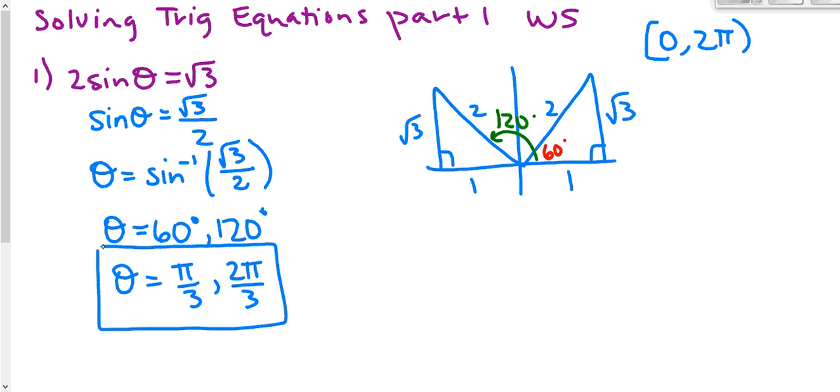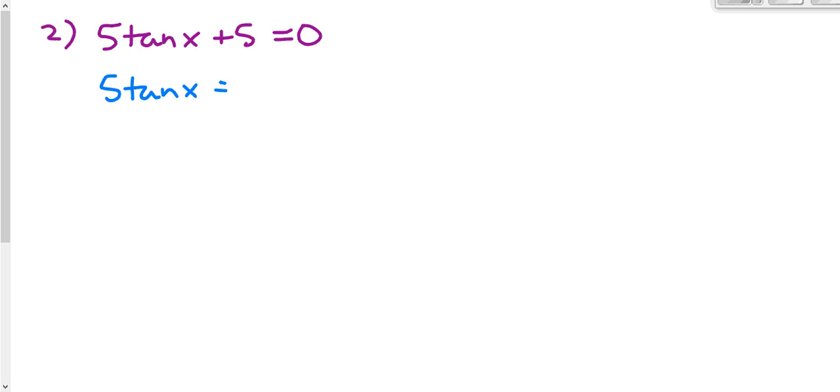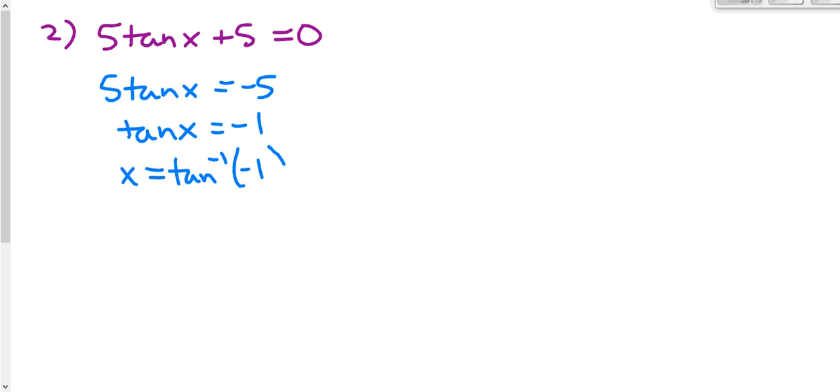Okay, number 2. 5 tangent x plus 5 equals 0. All right, let's start by subtracting 5 from both sides and then dividing both sides by 5. Now we have tangent x equals -1. Now we take the inverse tangent of both sides. X is inverse tangent of -1.